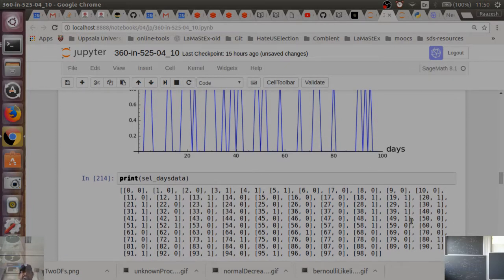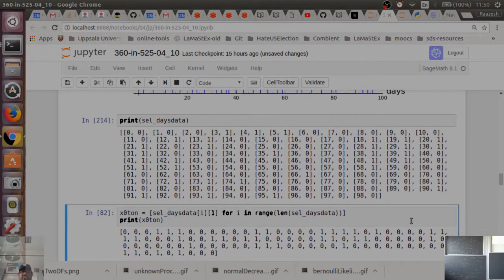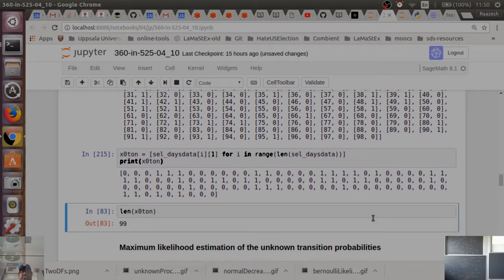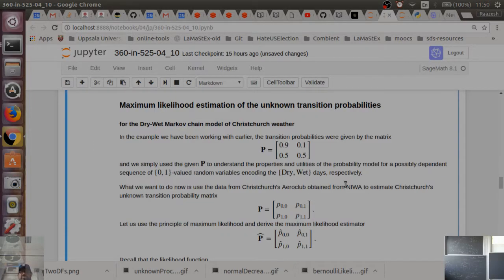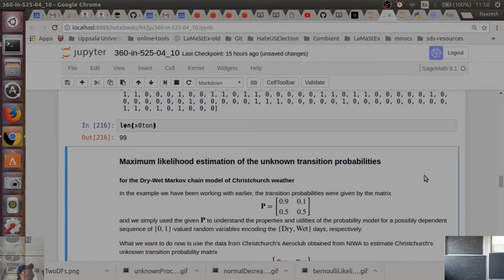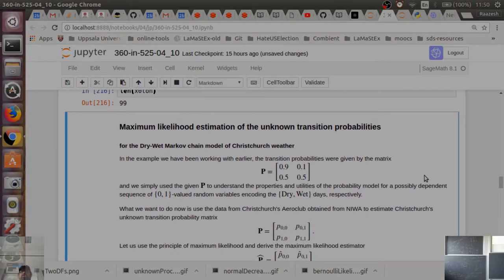here you go. That's basically my data I'm going to play with, and then I'm going to look at just the dry and wet stuff. So that's that, and I should have 99 days if I took the default. So now, maximum likelihood estimation of the unknown transition probability.